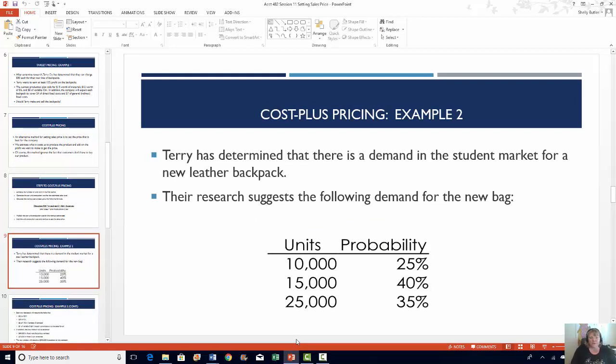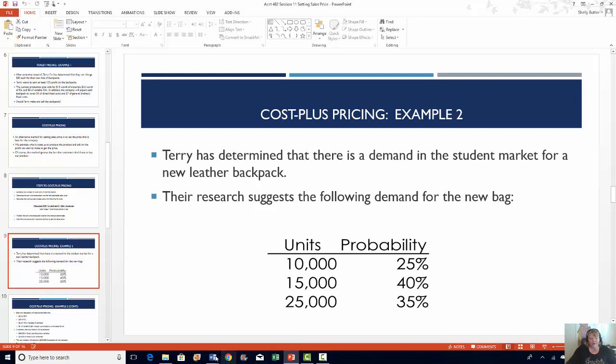So Terry has determined that there's a demand for a student market for a new leather backpack. Their research suggests the following demand for the new bag. And you've probably seen this type of probability problem in your business math, you probably use this in your engineering or anything like that. So 10,000 units, the probability is 25%, 15,000, the probability is 40%, and 25,000, the probability is 35%.